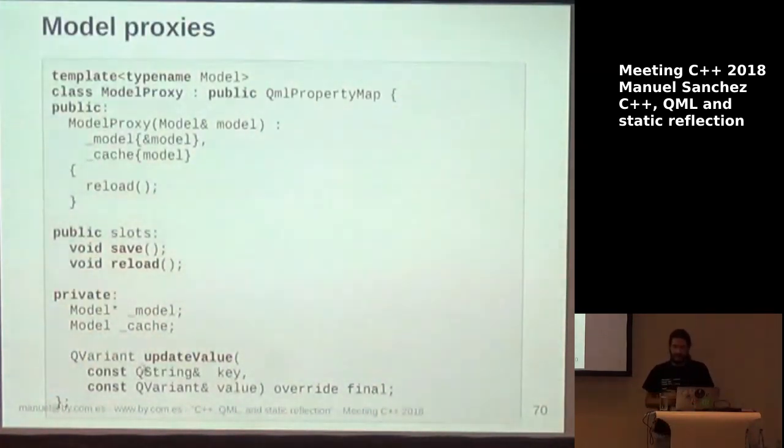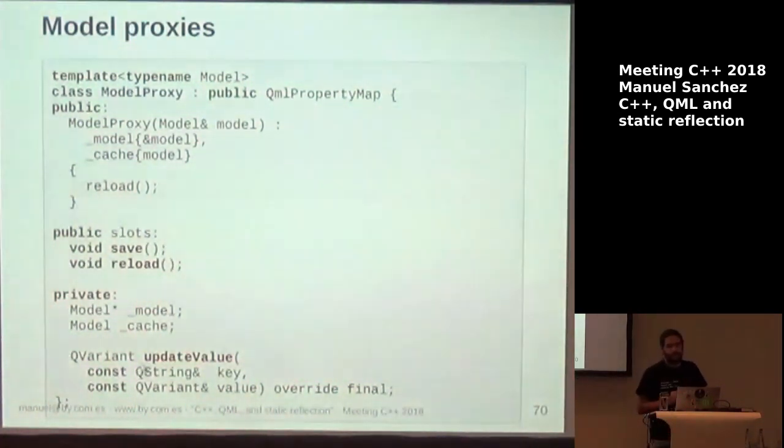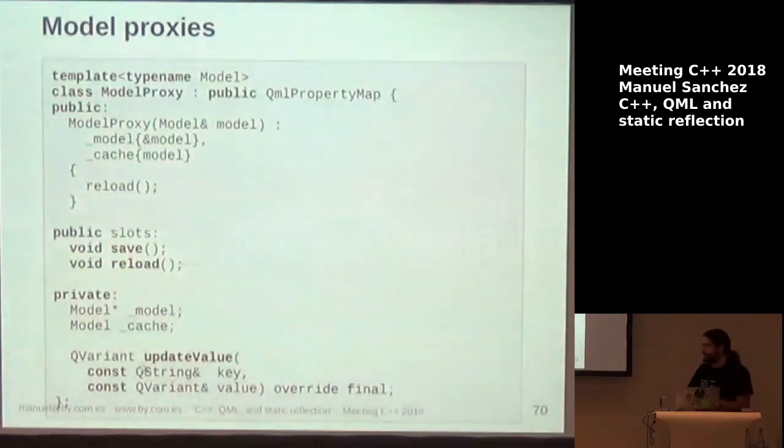That looks something like this. It's very simple. We have two methods in the API, one method to save, one method to reload the proxy, and here is that callback from the QML property map telling us that a value in the QML side has changed.